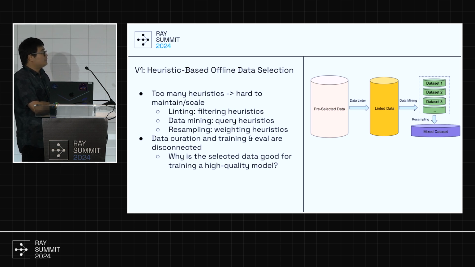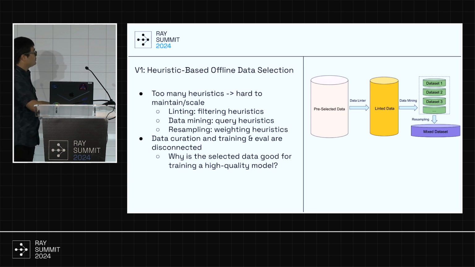When you have all of these smaller data sets, you try to combine them into a mixed data set. When you combine them, you need to resample them. Some of them you want to upsample, and some of them you want to downsample. So this is how we do that. As you can see, the main issue is that it has too many heuristics. When you do linting and denoising, the filtering is a lot of heuristics. When you do data mining, the queries are a lot of heuristics. When you do sampling, you need to weight all these small data sets, which is also heuristics.